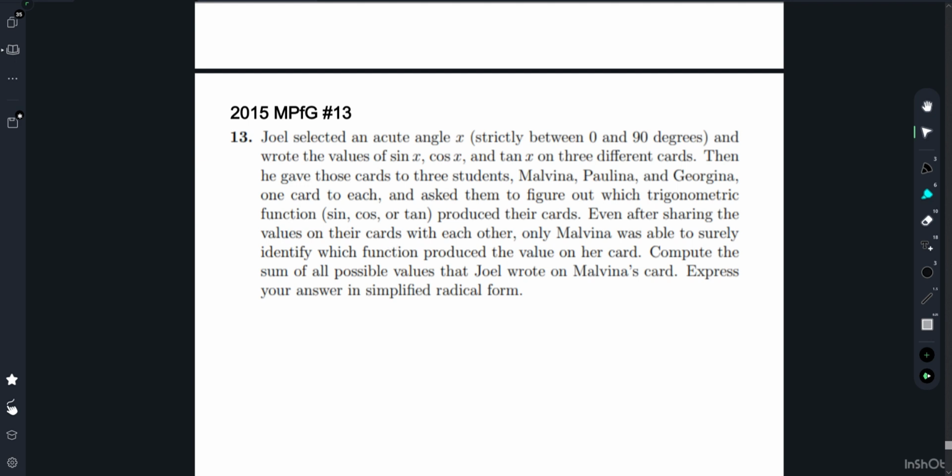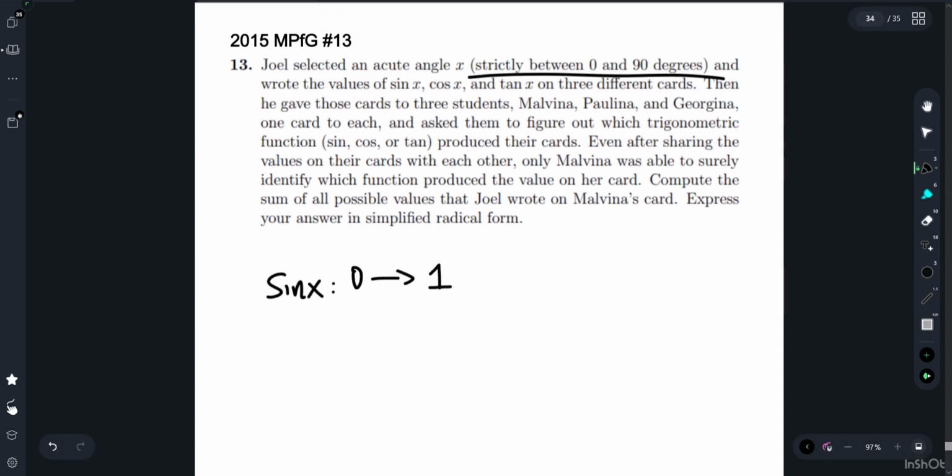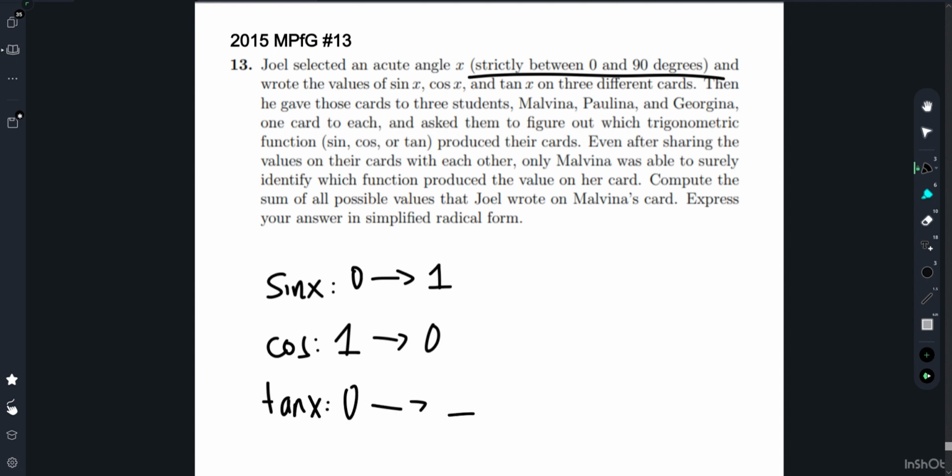So first of all, we want to use this strictly between 0 and 90 degrees condition. So sin x goes from 0 to 1 in this case. Cosine x goes from 1 to 0. And tangent x goes from 0 to whatever. And so we can see now that no two x produce the same value.